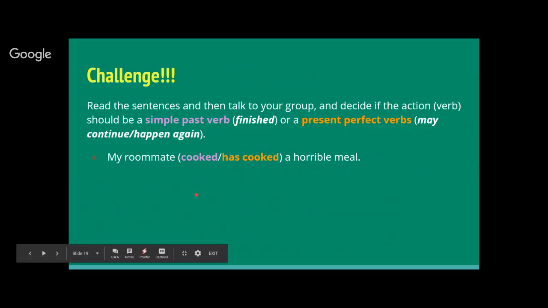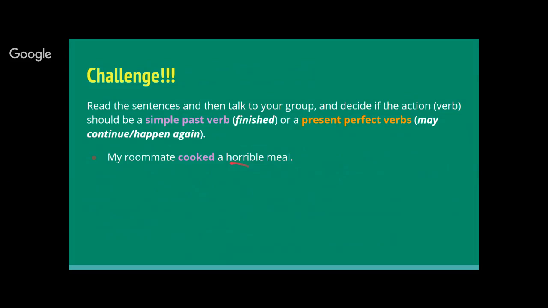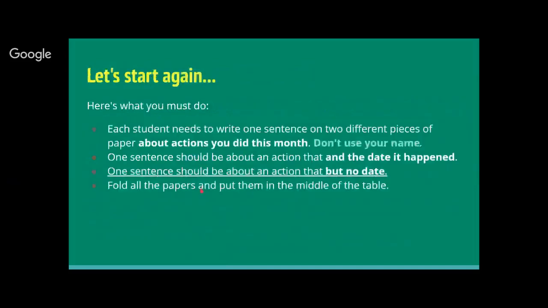Okay, so the correct answer is cooked, right? Because it's only one meal, right? So we're going to use the simple past here. All right, so let's do another activity. Hopefully, you're watching this video with a group. So again, with two pieces of paper, each student needs to write one sentence on each piece of paper about actions you did this month. But this time, don't use your name. I will show you what I mean by that in just a second here.